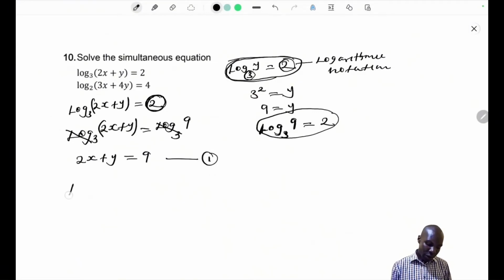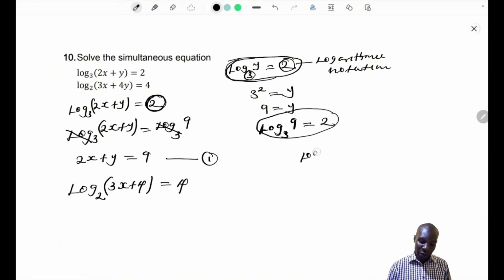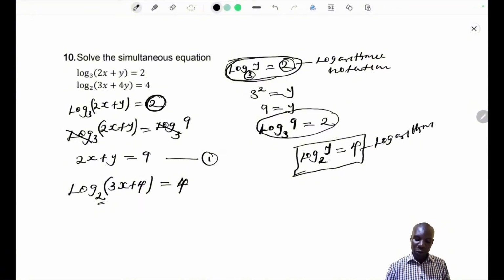Then let's go to equation 2. We have log of 3x plus 4y to base 2 should give us 4. So this 4 must be converted into log form so that we have log of something to base 2. We can have log of y to base 2. So log of y to base 2 should give us 4. You know that this is logarithmic notation. If you want to get the value of y, we convert it into index notation.